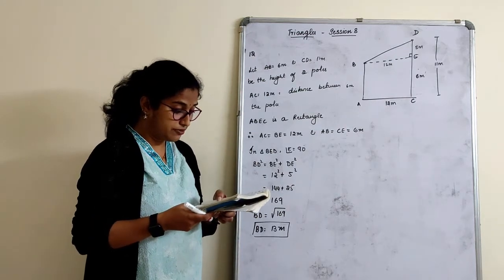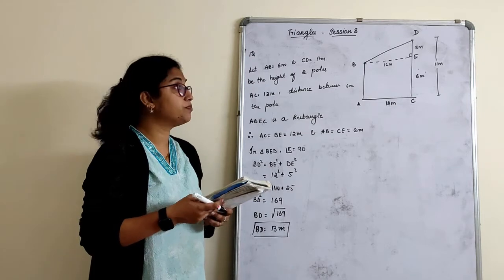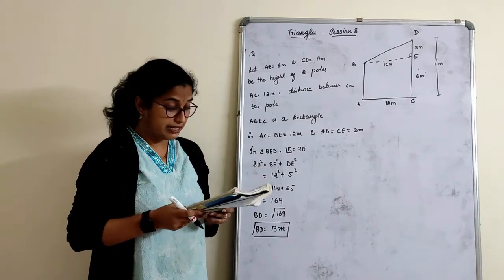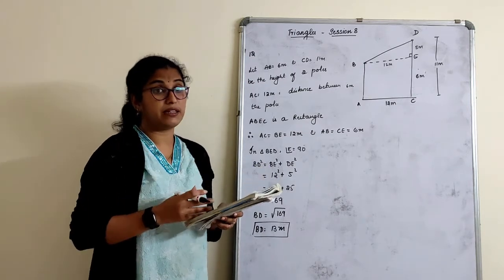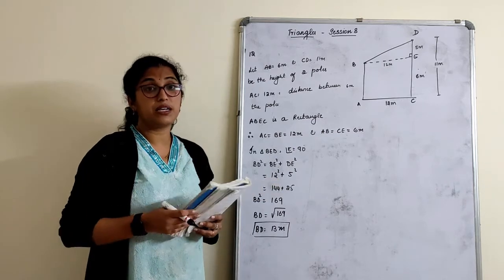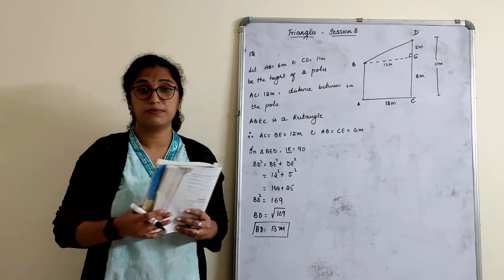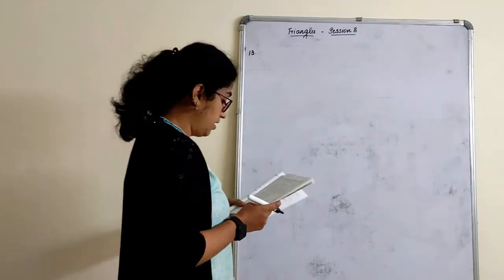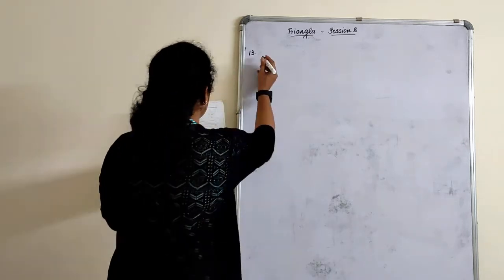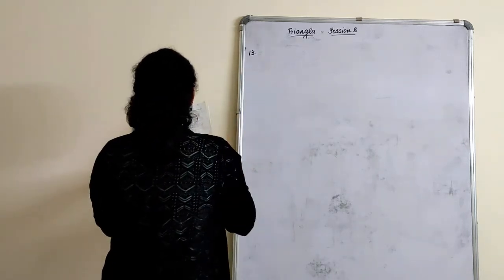So the next what we have is something what we have to prove in a given set of a right angle triangle or applying Pythagoras theorem. And these sums are very, very important. They are usually asked in examinations. We'll start with the next one, that is 13th one.